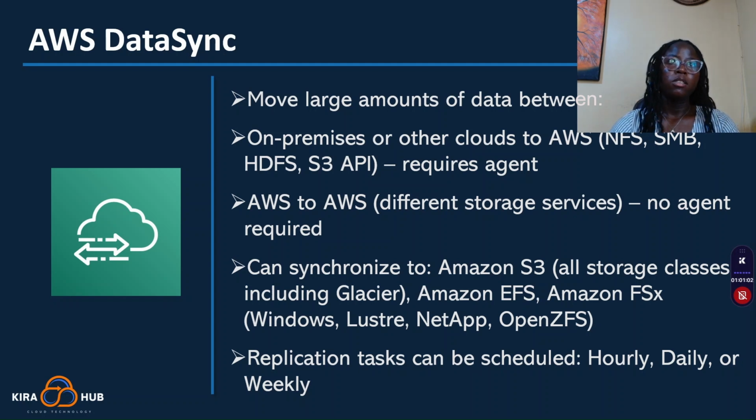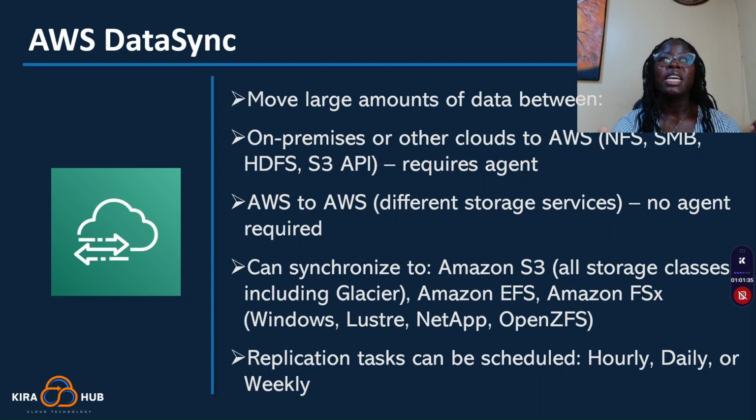Okay, next we have DataSync. DataSync allows us to move large amounts of data between different environments, whether it's on-prem to AWS, other cloud platforms to AWS, or just between AWS services. So when transferring data from on-prem or other clouds to AWS, an agent is required. And when replicating data between AWS services, we don't require an agent. And this makes it easier to move data within AWS infrastructure.